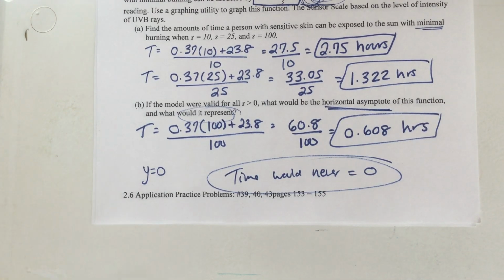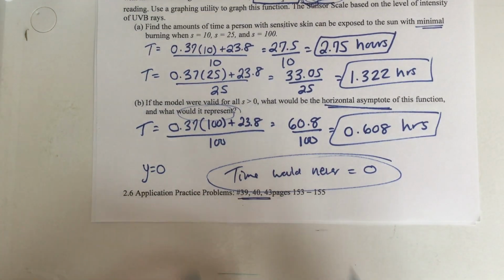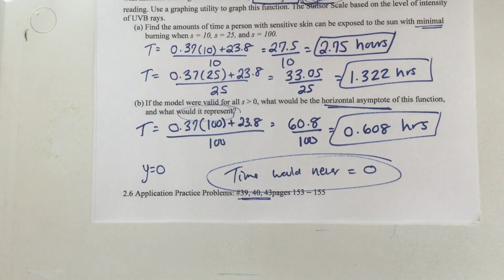Again, that is the end of 2.6. There are a few questions in the book if you would like to try some more, or if, let's just say that this was kind of difficult for you. 39, 40, and 43 were pretty good questions just to help your understanding.